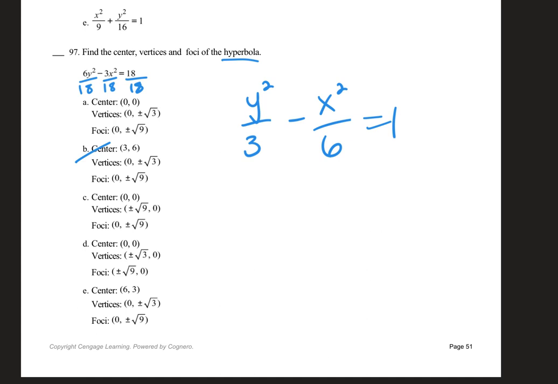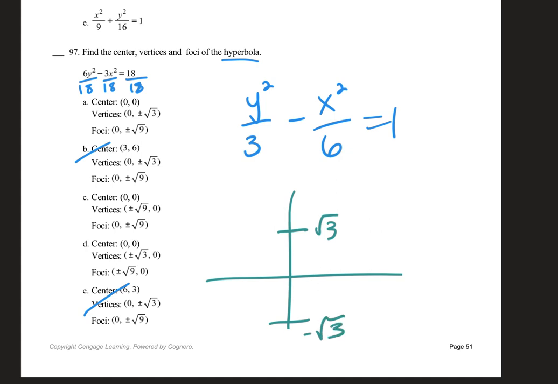I can already eliminate 2 of these choices. The y comes first, so this is vertical. It goes up square root 3 and down square root 3. And that's this one here. That's the only one where the y changes. The other one, to get the foci, square root 9 is 3. I don't know why it doesn't have that. But the other one would have to go in the same direction, and it ends up being that same one.